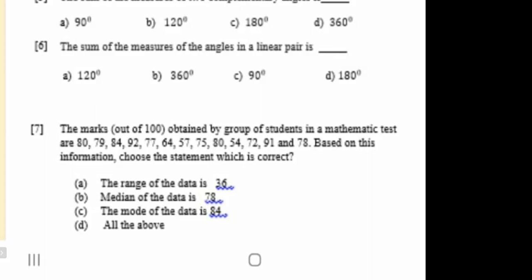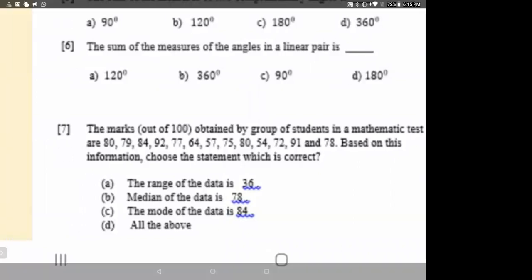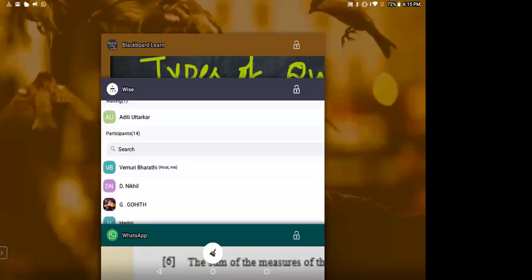Linear pair means two angles whose sum should be equal to 180. Linear pair means a straight angle, Nana. A straight angle is how much? 180 degrees. Yeah, just let me do it on the screen so that you can understand.